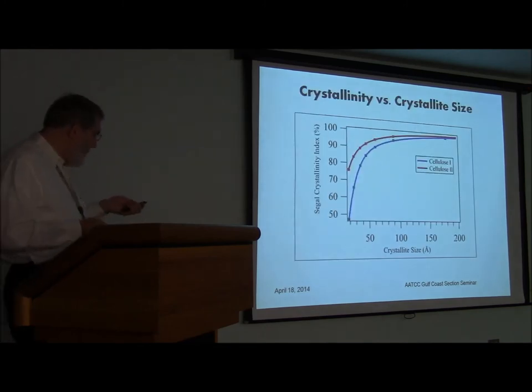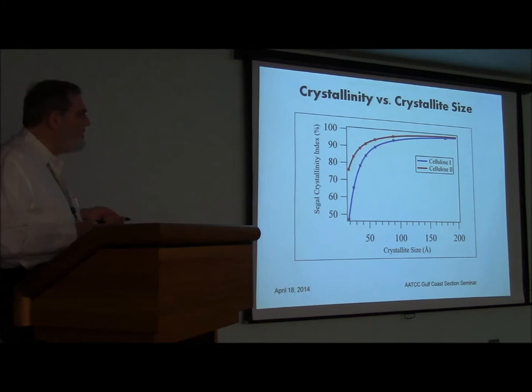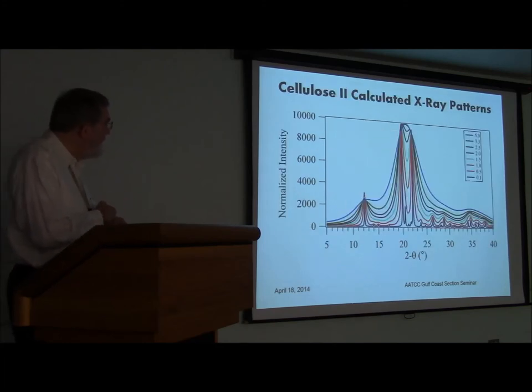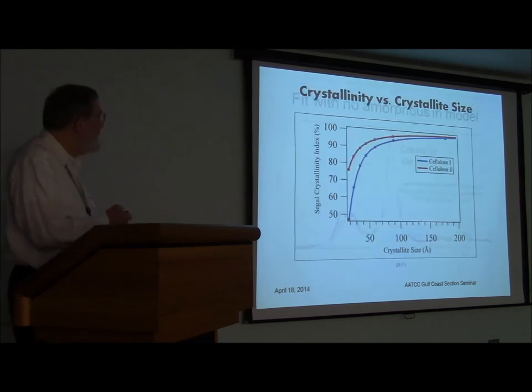So this just shows how the two different cellulose 1 and cellulose 2 calculated crystallinity indices vary with crystallite size. And here's the cellulose 1 curve. You see, at a given crystallite size, it's much less crystalline, according to the Siegel crystallinity index, than the cellulose 2 pattern is. Usually, you get lower crystallinity index values from cellulose 2 anyway, so it's typically smaller crystals than cellulose 1 crystals. Oh, I hit the back button. Sorry.